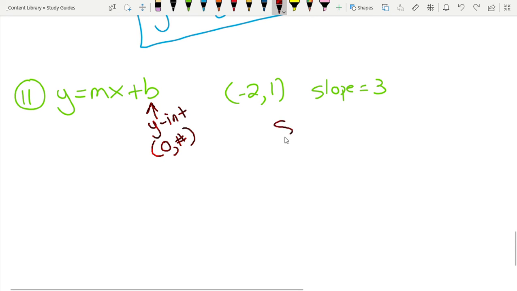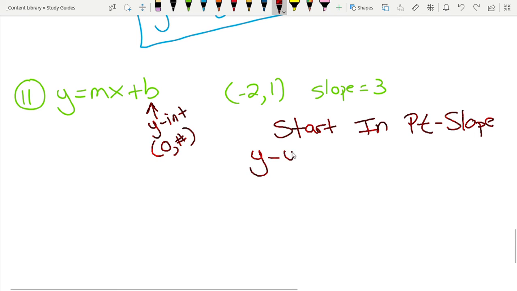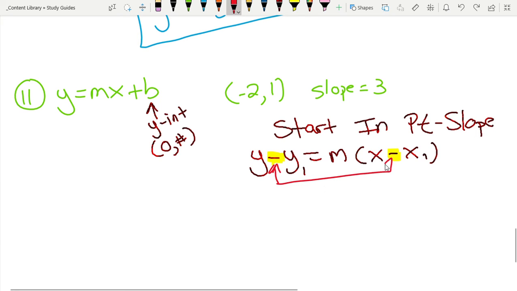So what we do, that we've talked about in class multiple times, is we're going to start in point slope, because I have a point and I have a slope, so I'm going to start in that format. And again, remember, point slope is y minus y1 equals m times x minus x1. Pay careful attention to these minus signs. Okay, that means use the opposite numbers.